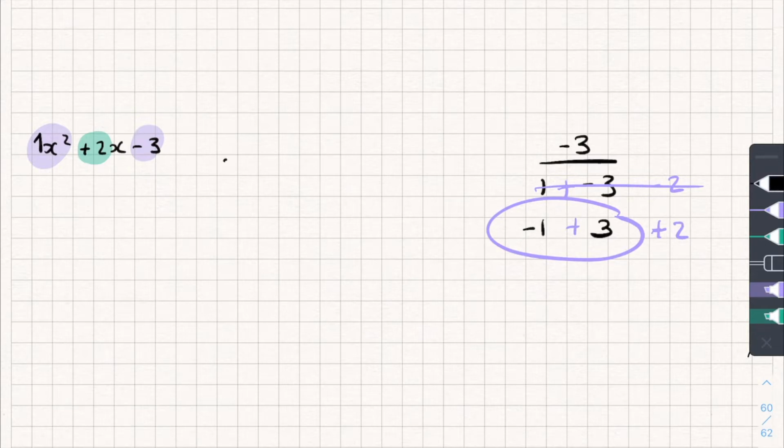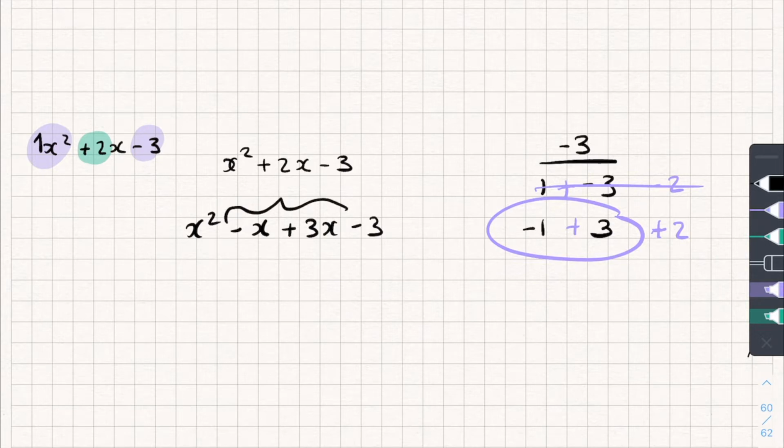So again, let me rewrite the original quadratic. So we get x squared plus 2x minus 3. And I'm going to rewrite the middle term, the coefficient of x, using my 2 factors. So I'm going to get x squared minus 1x plus 3x, and then minus 3 stays the same. Because you can see negative x plus 3x is the same as 2x.